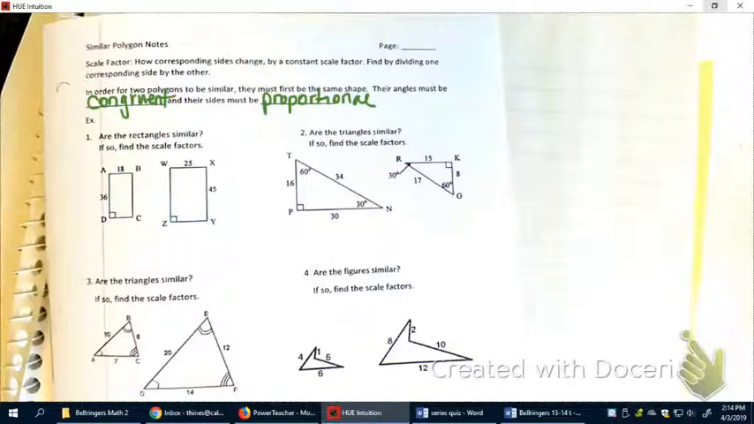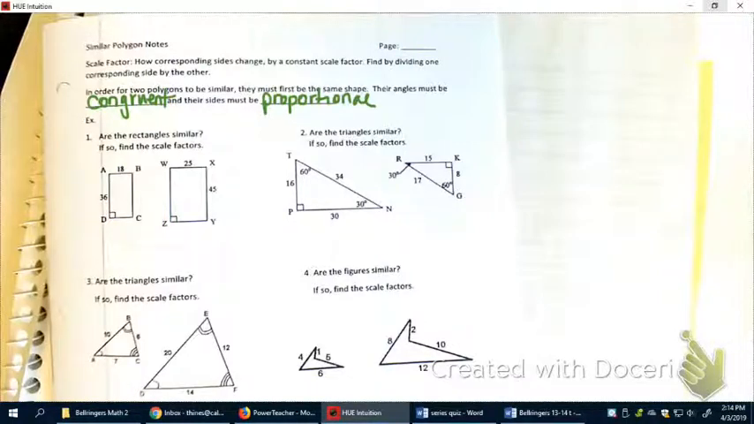Then I'm going to check to see, well, are the sides proportional? And if some of them are, but some of them aren't, then it's a no. But if all the sides are proportional, then it's a yes. When I say proportional, what I mean is checking that this side over here corresponds to this side and you divide it. And this side over here corresponds to this side and you divide it. And you find those fractions and you check to see if they're the same.